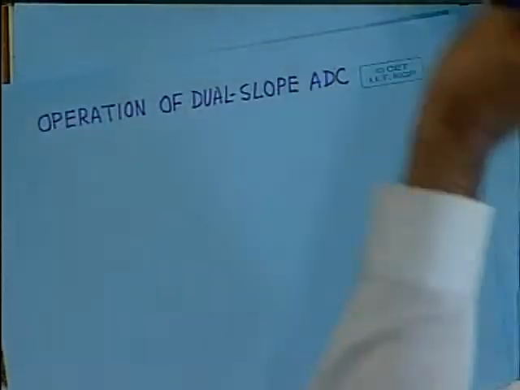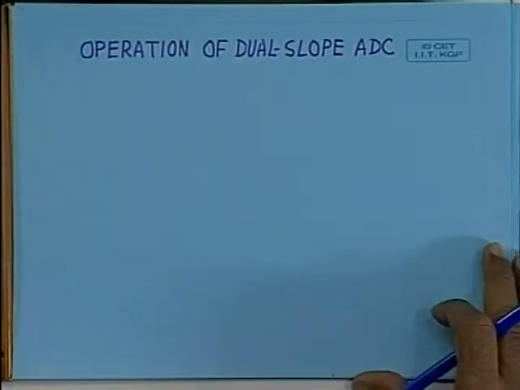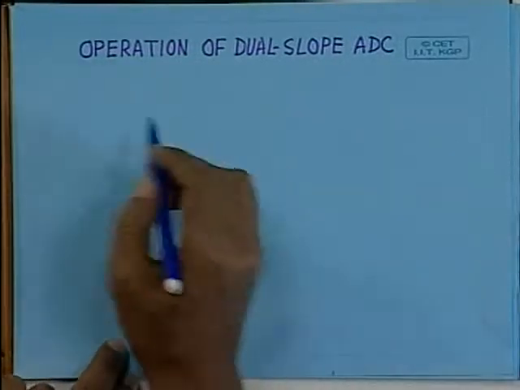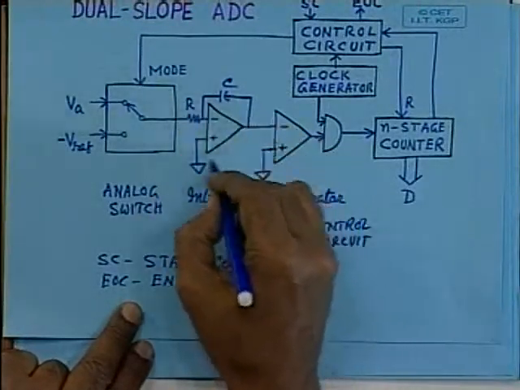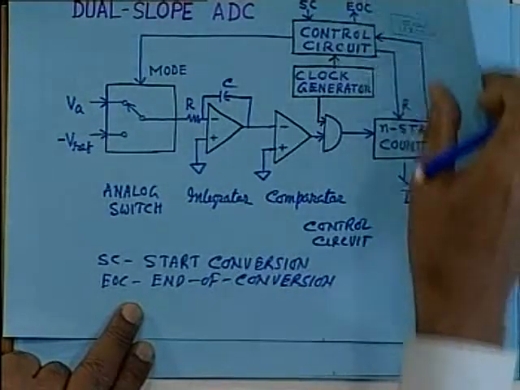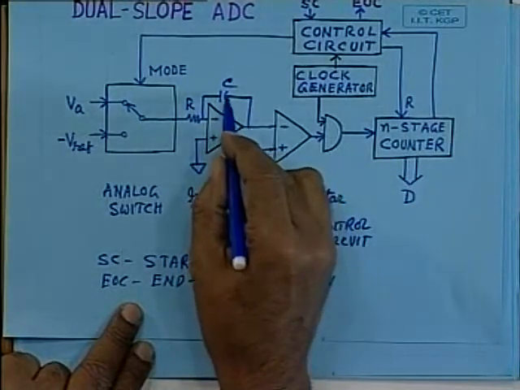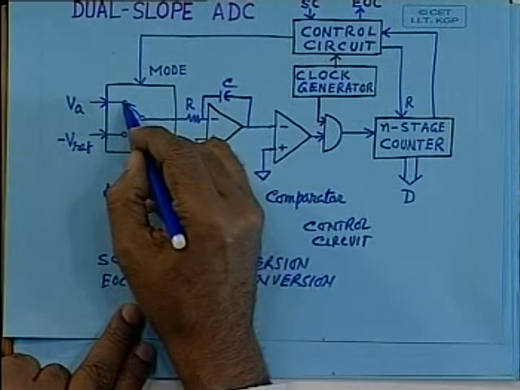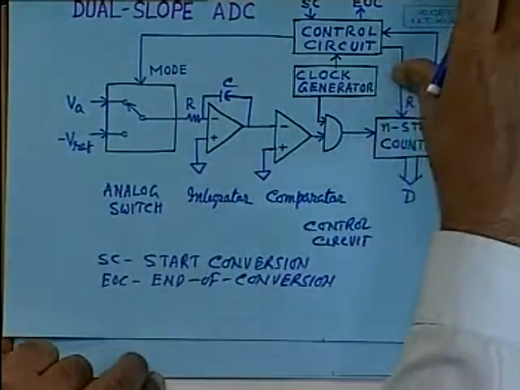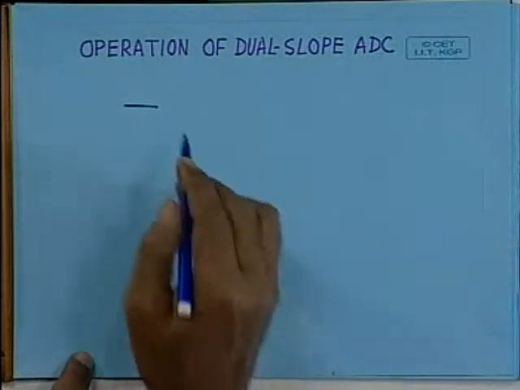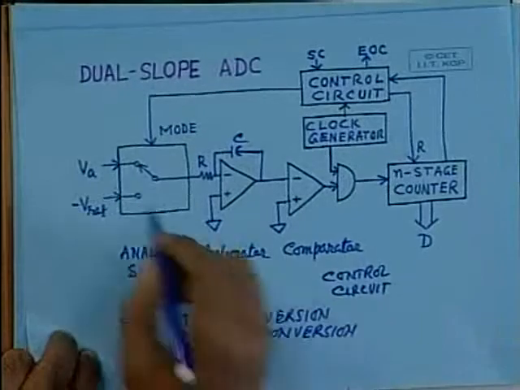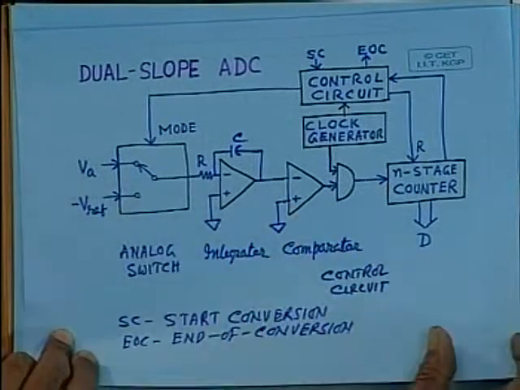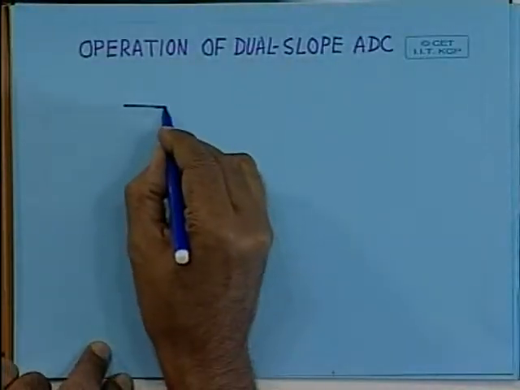First of all, the dual slope ADC will work in this manner. To explain the operation, let me draw the output of this integrator. Initially, let's assume this capacitor is fully discharged and the output voltage is 0, and at that time the analog input is connected for a fixed duration of T1. As this input is positive, the output will go in the negative direction.